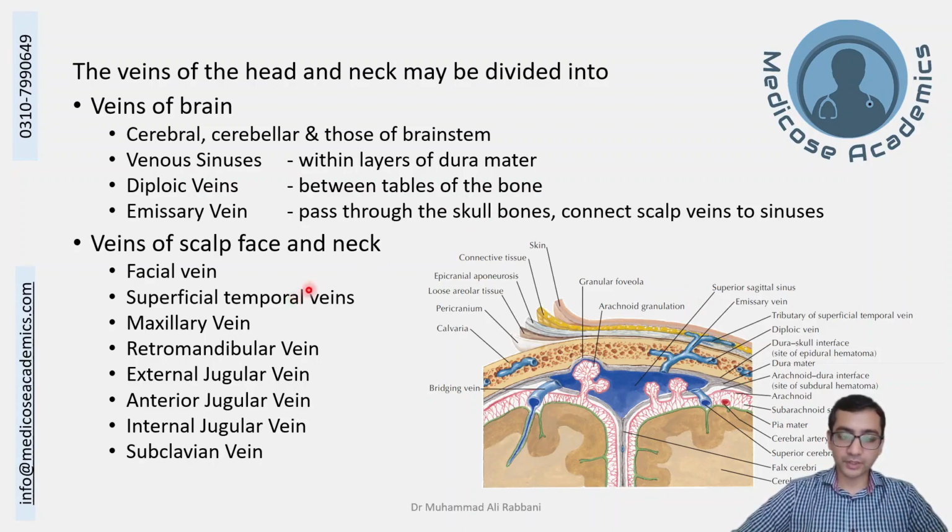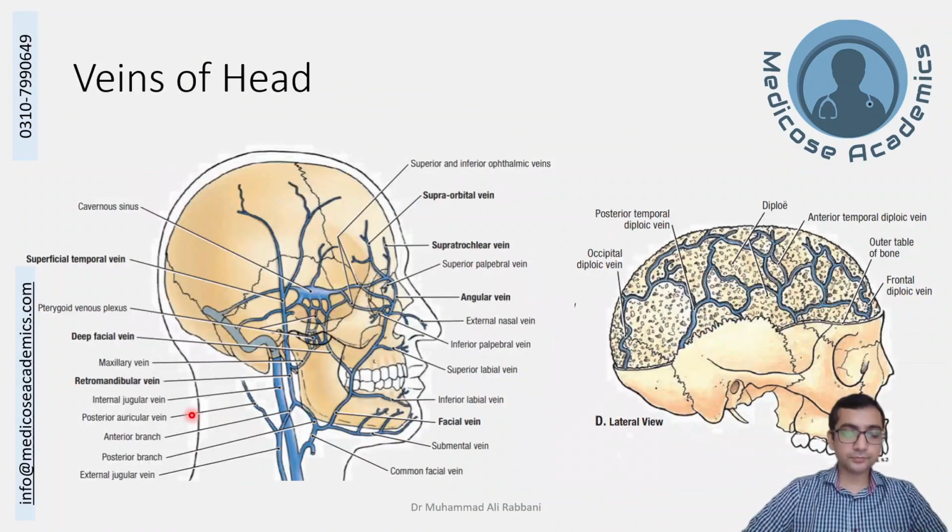And then there are a number of veins of the scalp and face: the facial veins, superficial temporal veins, maxillary, retromandibular, external jugular, anterior jugular, internal jugular, and subclavian vein, that we are going to discuss right now. Okay, so these are the set of veins that we are going to discuss.